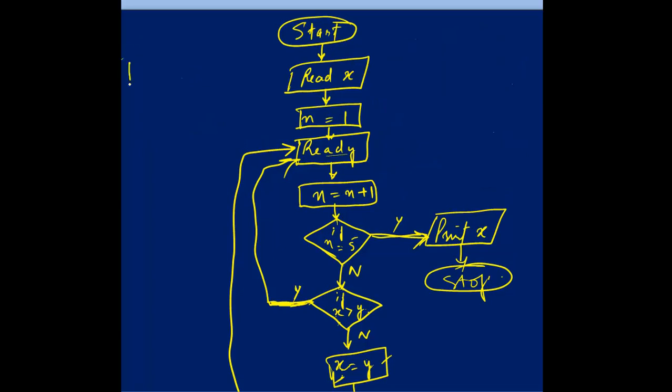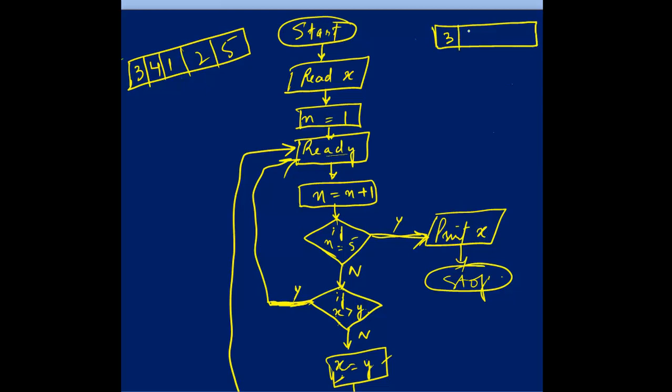Let me take another array. The array I had taken earlier was 3, 5, 1, 2, 4. Now I will do one thing. I will take a new array in which I keep 3 here, then 4, then 1, 2 and 5 here. Now this is a new case. Earlier I had taken 3, 5, 1, 2, 4, but the new array I am taking like this. I am keeping this 5, the largest number, at last.